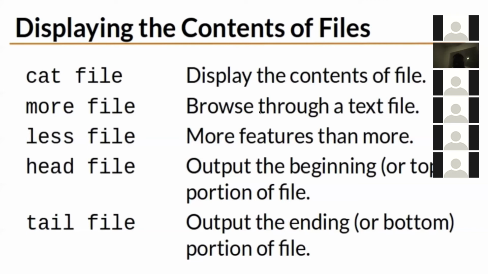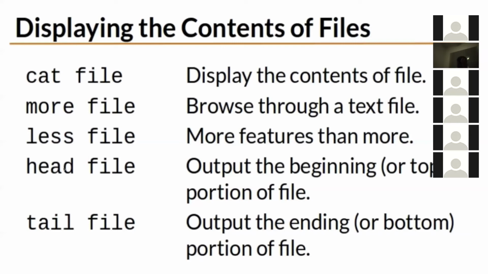So anyway, guys, cat is to display the contents of a file. More is basically the same thing. So these are all to display files. If a file was too big, you can tail the file. When you tail the file, what you're telling Linux is, I just want the last 10 lines. When you head the file, you're telling Linux, I just want the first 10 lines.